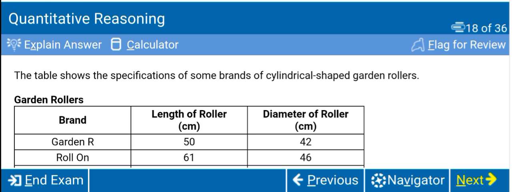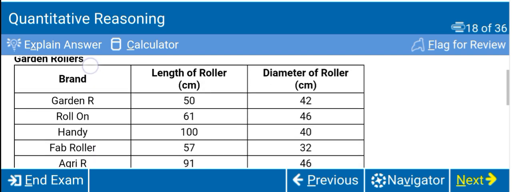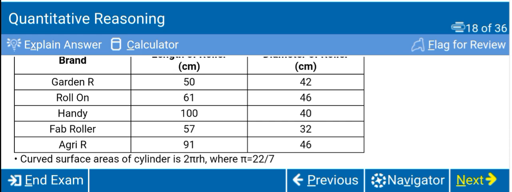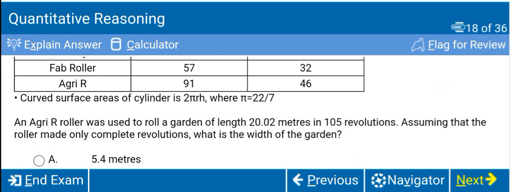Next we have the same statement with the same table. Here you can see the question is different, which is: an agri-R roller was used to roll a garden of length 20.02 meters in 105 revolutions. Assuming that the roller made only complete revolutions, what is the width of the garden?